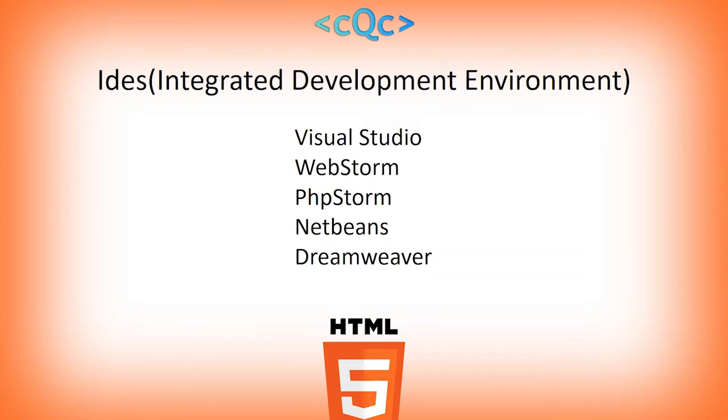IDEs, Integrated Development Environments. We have a lot of them as well. We have Visual Studio, we have WebStorm. WebStorm and PHP Storm are mostly for HTML, because we are talking about HTML. You can also use them if you want to write Python or other programming languages. There are versions of them available on the JetBrains site. We have Visual Studio, one of the best ones, but it's not available on Mac, so sorry Mac users. We have WebStorm, PHP Storm, NetBeans, and Dreamweaver.